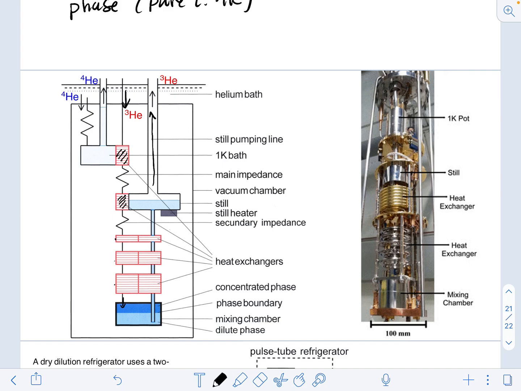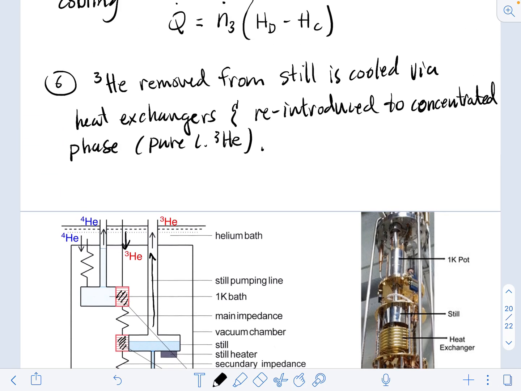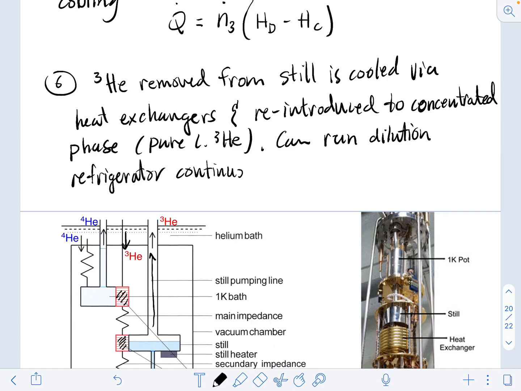Just as a side note, if you were really going for the ultimate lowest possible base temperature, you wouldn't circulate the mixture back into the fridge. You would just pump it out and store it at room temperature, and you can run this as a single shot where you get the lowest possible base temperature by eliminating the heat load caused by the reintroduction of helium-3 back into the mixing chamber. But if you do the circulation method, that allows you to run the fridge basically indefinitely, and you can maintain a temperature near 10 millikelvin for days or weeks, or as long as your experiment is required to run. Okay, and so we can run the dilution refrigerator continuously for long periods of time.